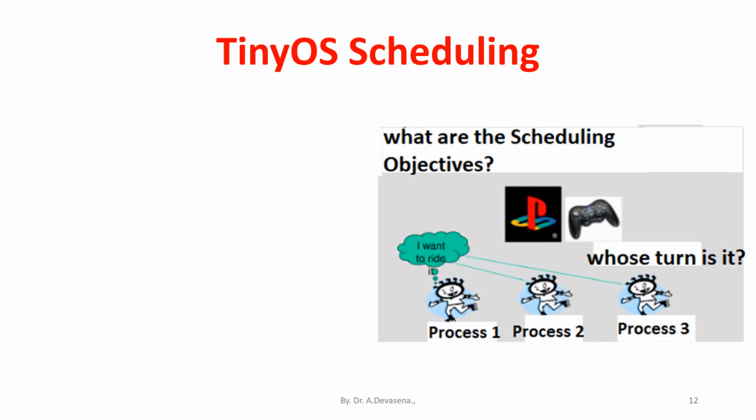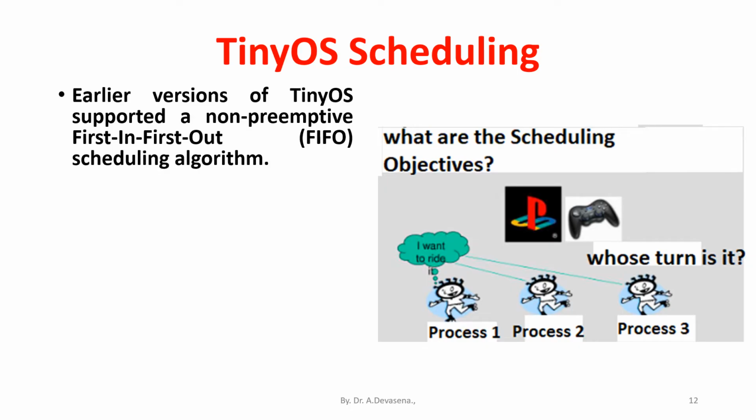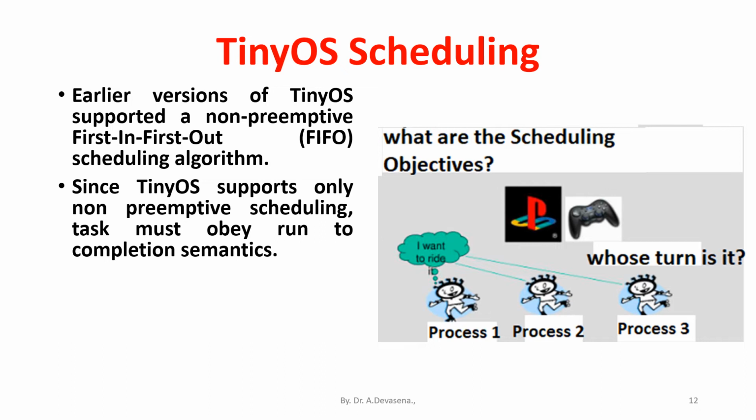TinyOS scheduling. Earlier versions of TinyOS supported a non-preemptive FIFO scheduling algorithm, that is, first in, first out scheduling algorithm. Since TinyOS supports only non-preemptive scheduling, tasks must obey run to completion semantics. As TinyOS uses FIFO scheduling, disadvantages associated with FIFO scheduling are also associated with the TinyOS scheduler.